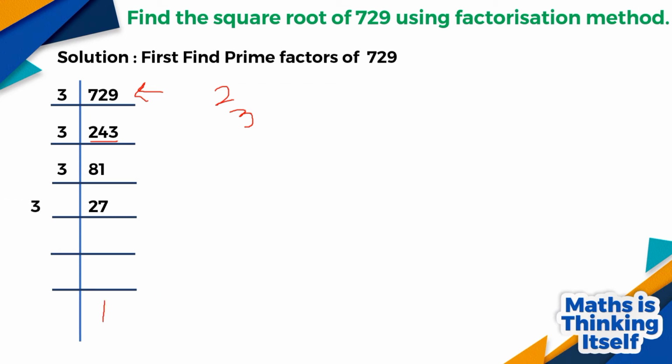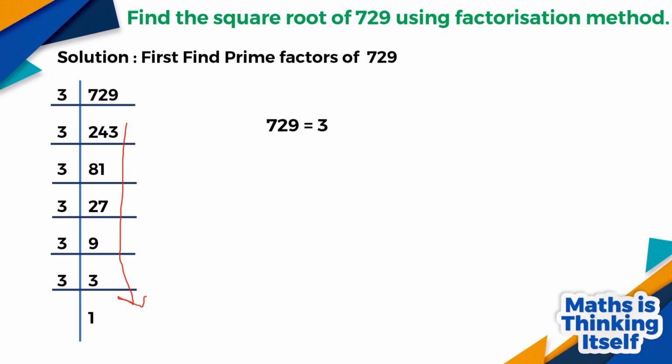So 27 is divisible by 3, so divide it and write the quotient below, that is 9. Divide 9 by 3, you get a quotient 3. Then divide 3 by 3 and you get a quotient 1. Now stop the process. After getting 1 in this column, we have to stop the process. Then express the given number as the product of its prime factors.